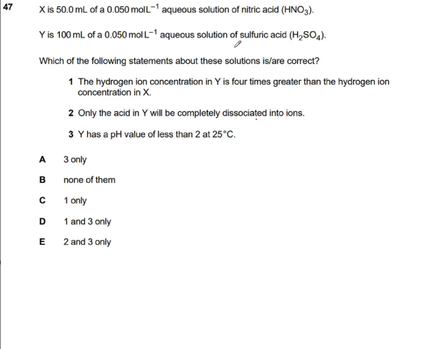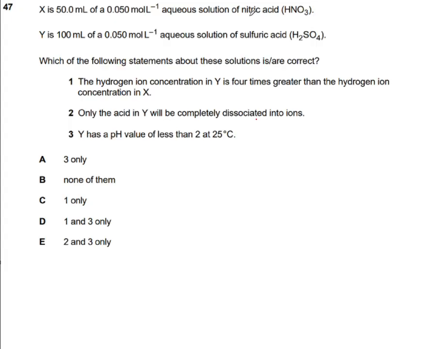So let's solve this. Okay, so first we have X, which is 50 ml of 0.05 mole per liter, this is the concentration, aqueous solution of nitric acid. Y is 100 ml of 0.05 mole per liter aqueous solution of sulfuric acid. Before we move forward, we have to note that these two acids are strong acids.